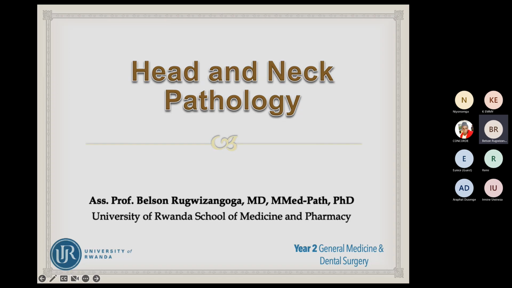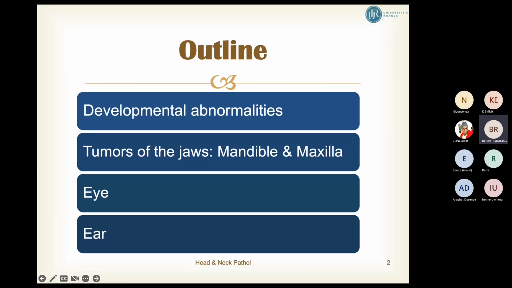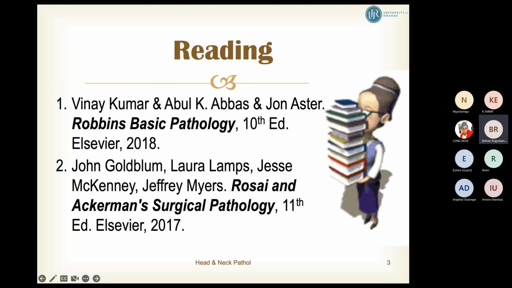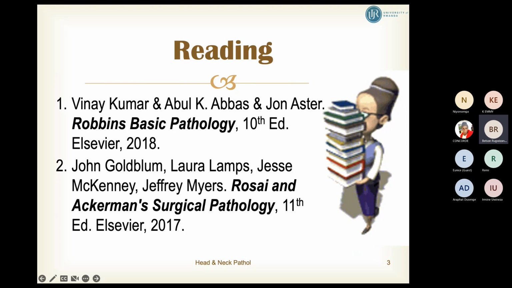So here we essentially look at the malformations and then the mandible and maxilla. So maxillofacial pathology and then the ear and the eye. So that is in general what we intend to cover in this presentation. The books are essentially Robbins and also Rosai and Ackerman's Surgical Pathology.